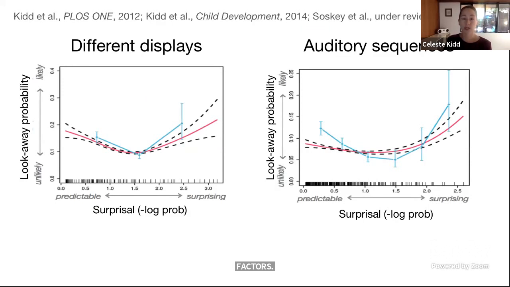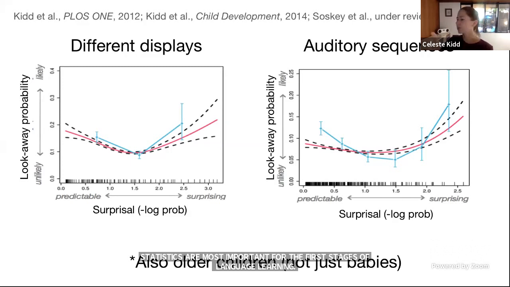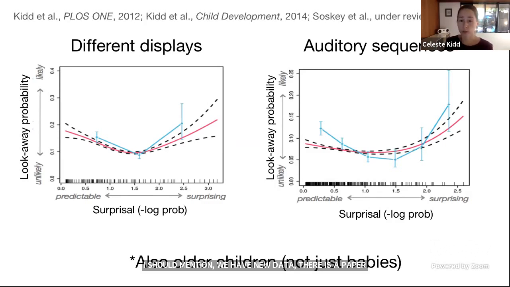It's true not just of visual attention to visual sequences, but also auditory ones as well. That's really important to know since auditory statistics are likely to be most important for the first stages of language learning. And I should also mention, we have new data. There's a paper under review. It's also true for older children, children over 3 years old. We just did some new work that was led by now UPenn postdoctoral scholar Laura Soski, who's working at the Center for Autism Research.